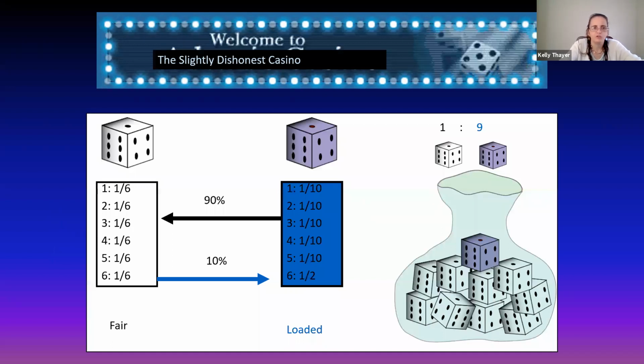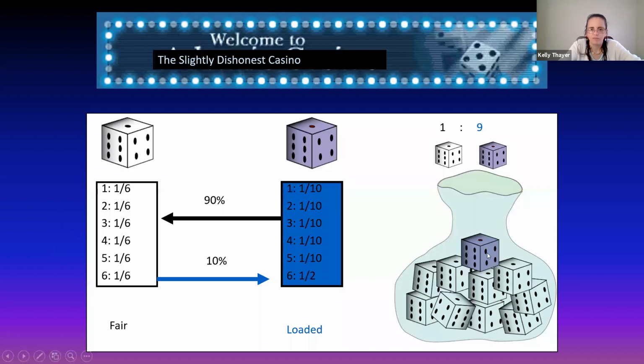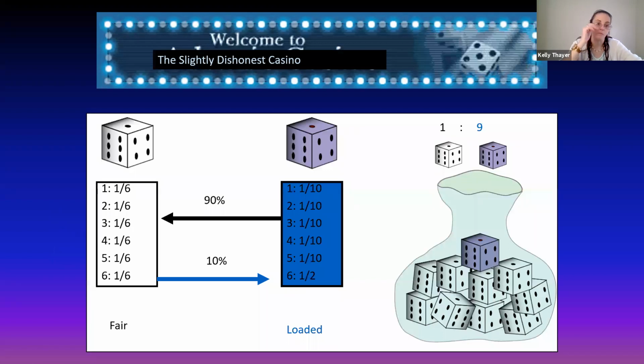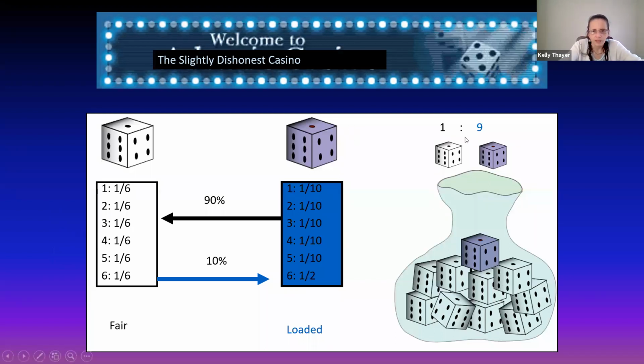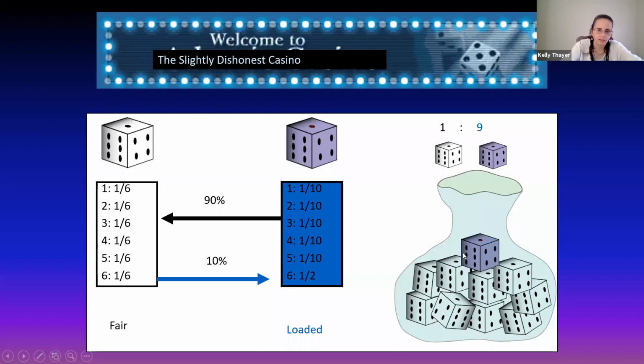So let's imagine a situation where you have a bag of dice here, and we're going to do the exercise where you're going to reach into the bag and pull out a die, and then you're going to roll that die and observe what number comes up. So these dice happen to be in the ratio of 1 to 9. Sorry, these colors probably should be reversed. We're going to have 1 loaded die to 9 fair dice to give us 10 total dice in the bag.